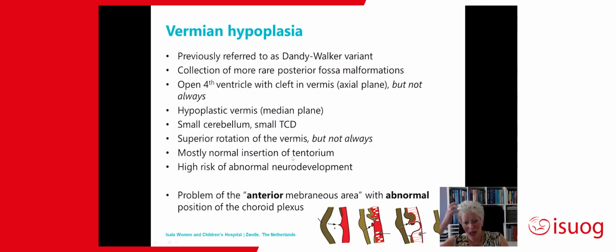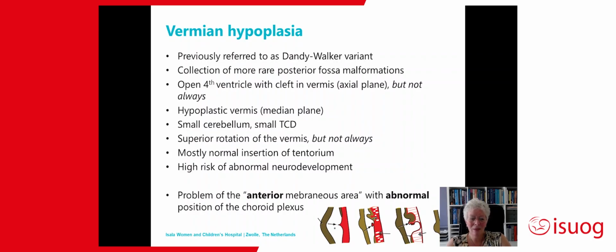Then if we look at the vermian hypoplasia, this was previously often referred to as a Dandy Walker variant or a Dandy Walker continuum. But in the older literature, all the posterior fossa malformations were called a Dandy Walker variant. And in this literature, you often saw that the prognosis of some of the variants was good or normal. But now we know that this must have been the mega cisterna magna and Blake's pouch cysts, or persistent Blake's pouch, which have a good prognosis.